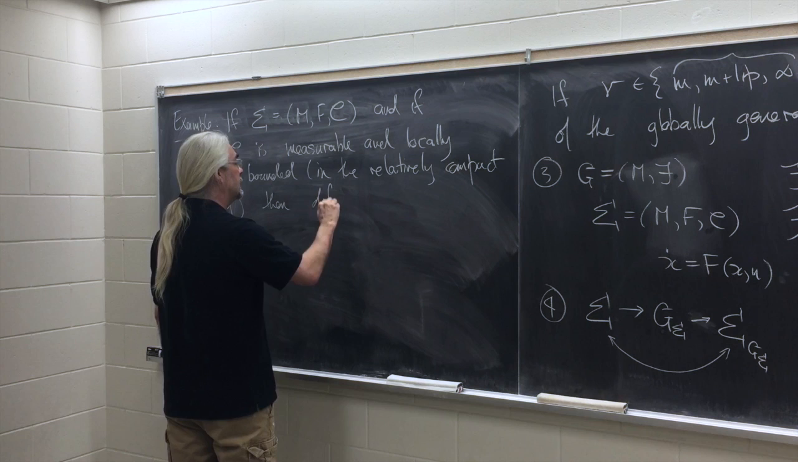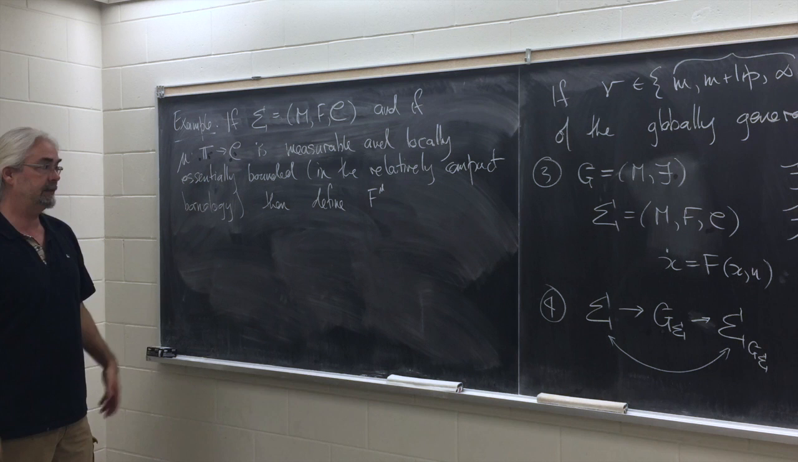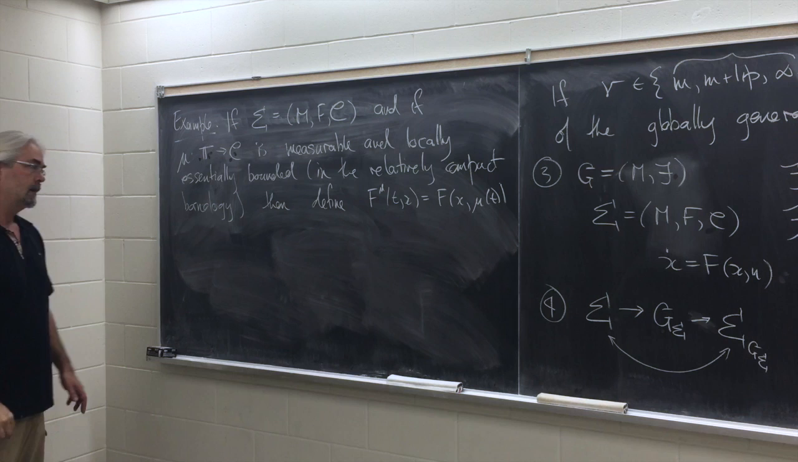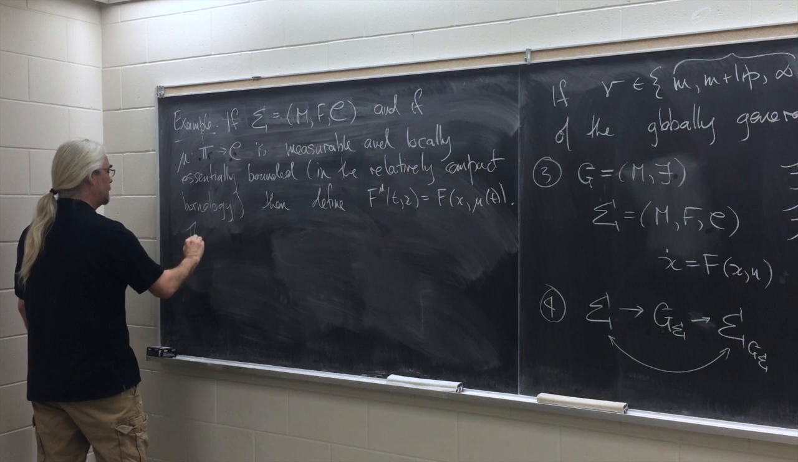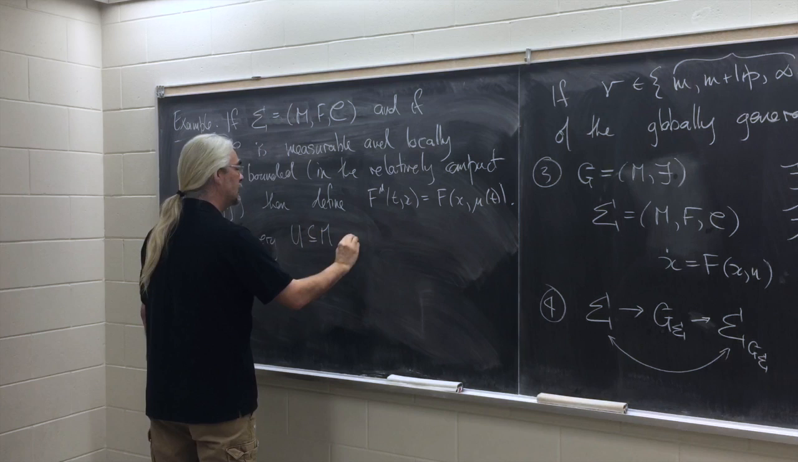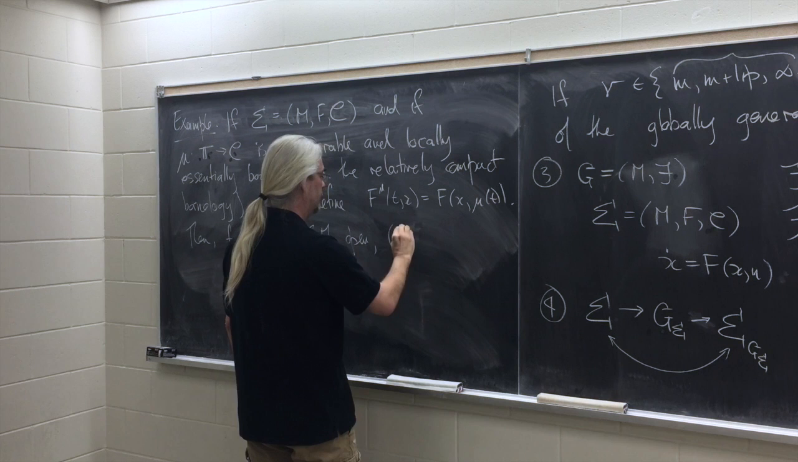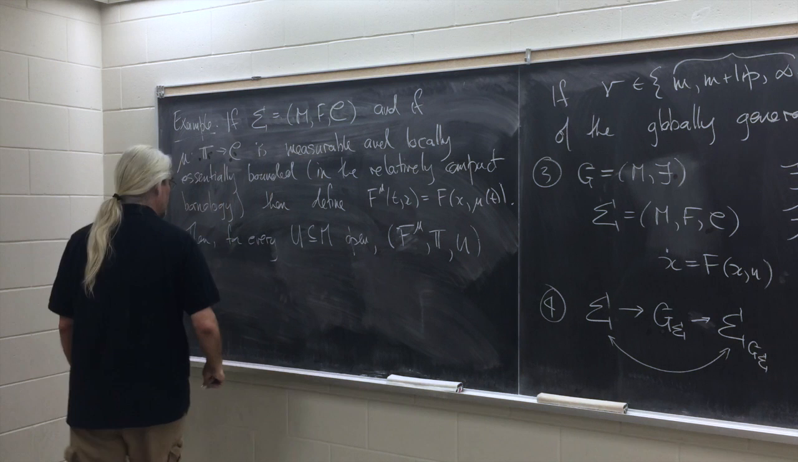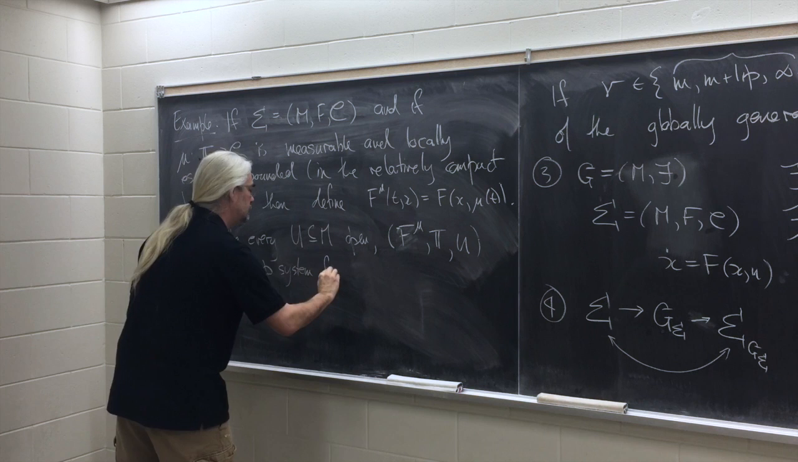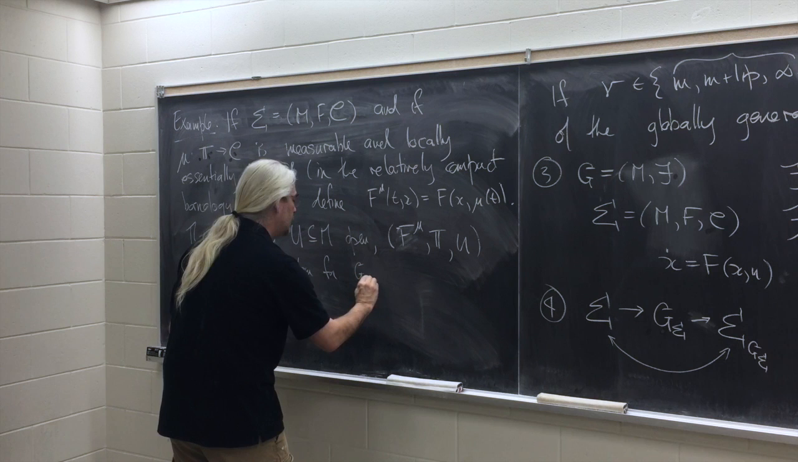Okay, then we can define F mu. So F mu is going to be now a time-varying vector field. Then, for every U in M open, I have this triple, F mu, T, U, which is an open loop system in that sense. For the tautological control system associated with sigma.